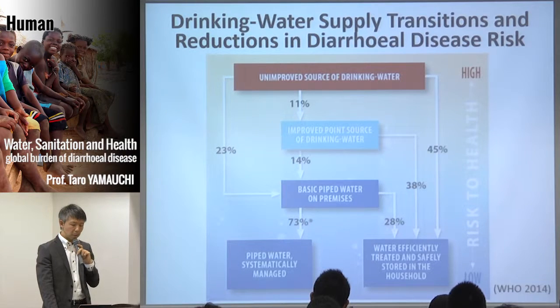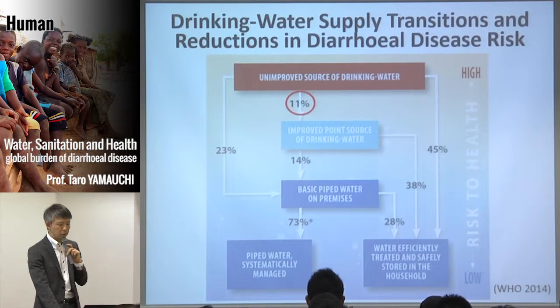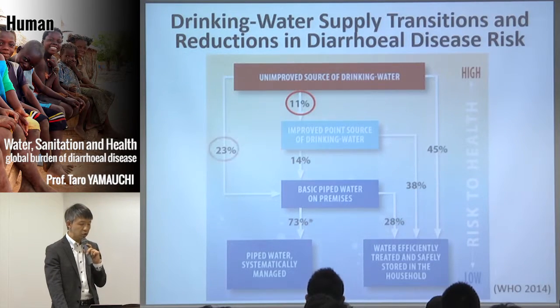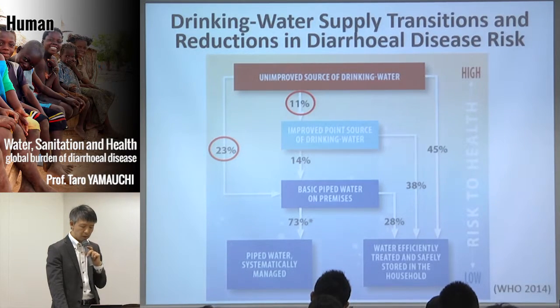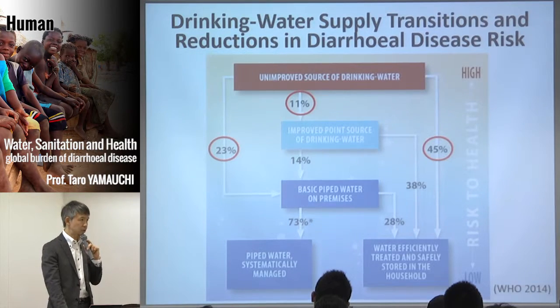This chart summarizes the proportion of diarrheal disease risk that could be prevented due to the transition. Note that among those using unimproved water sources, diarrheal disease could be reduced by 11% by switching to improved water sources. Further, switching from unimproved water sources to piped water on premises was found to reduce disease more substantially, 23%. Finally, effective household water treatment, which includes boiling or filtration and safe storage, showed the greatest disease reduction of 45%.